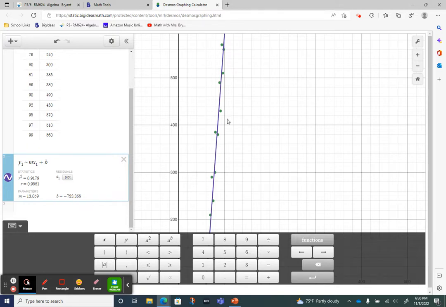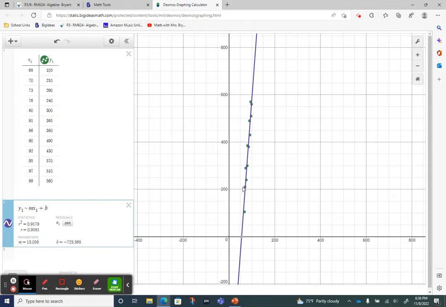So the machine actually has graphed this line of best fit. I'm going to zoom out just a little bit. We can see that we have a very strong correlation. There's 1, 2, 3, 4 maybe that are positive. 1, 2, 3, 4 maybe that are negative. So this is actually a line of best fit.